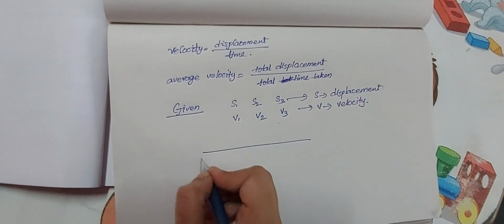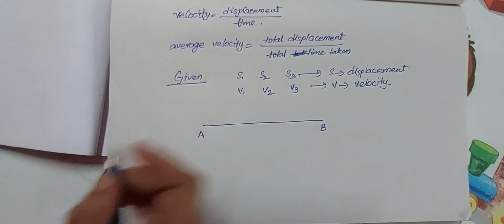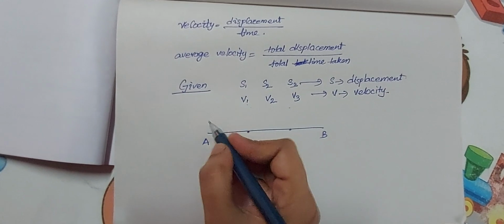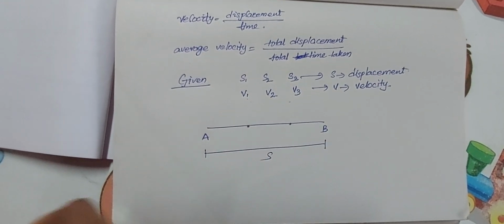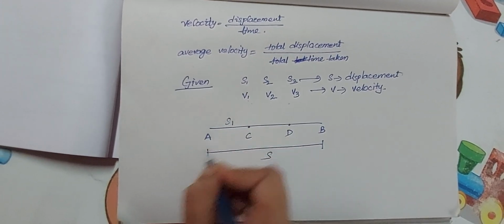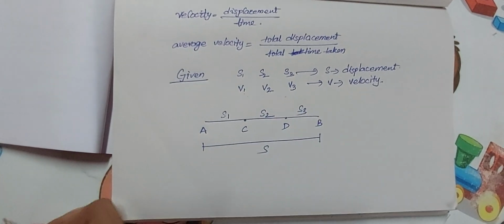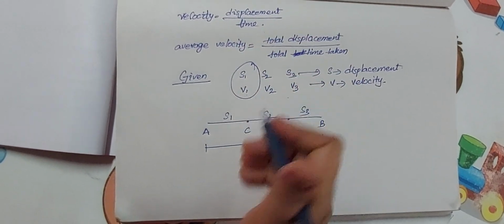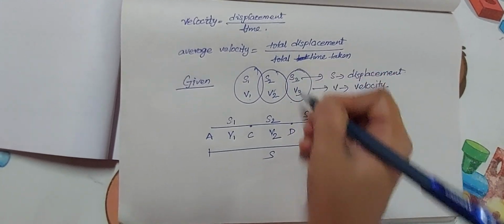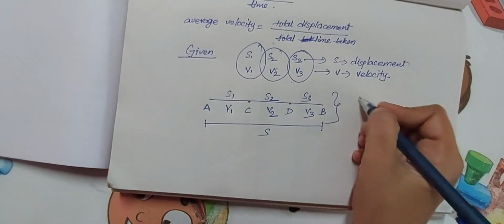Let me tell you, this is a line from A to B. Here you can find the distance from A to B. Now if I divide this into three parts, the total is considered as S. Let the points be C and D. From A to C we get S1, from C to D it is S2, and from D to B it is S3. S1 is travelled under velocity V1, S2 under velocity V2, and in the same manner S3 under V3.